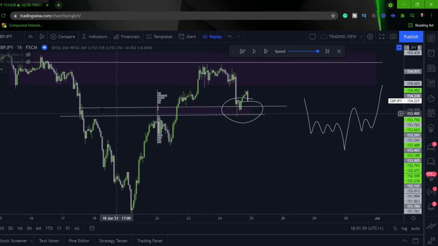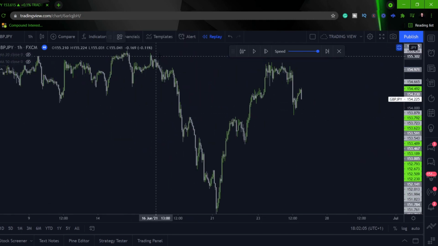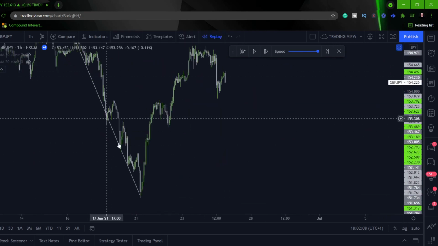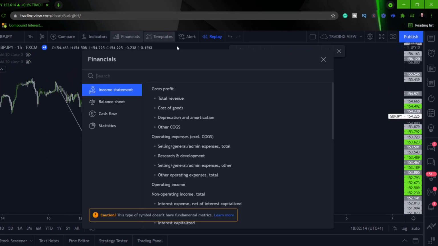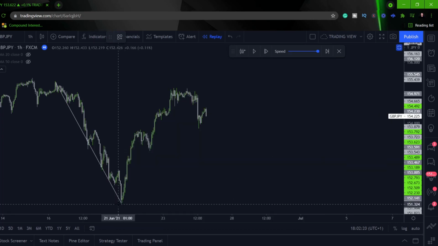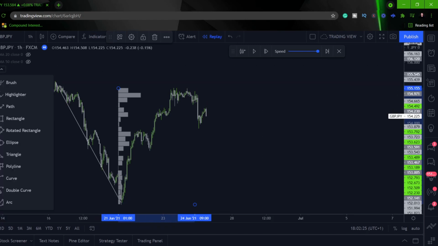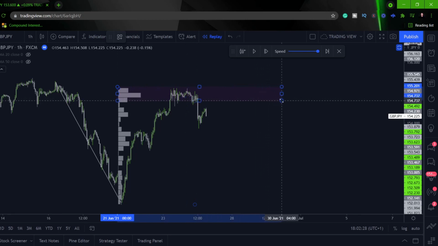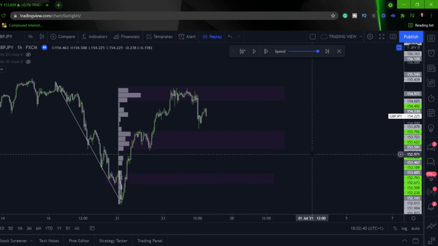So again, if I just get rid of all this, get rid of that, get rid of that. We did this swing point, we pulled the volume profile from that swing point to that swing point. We've now got this leg here. So if we pull the volume onto this leg, from that swing to that swing, we can see high volume through there, high volume through there, and some moderate volume through there.